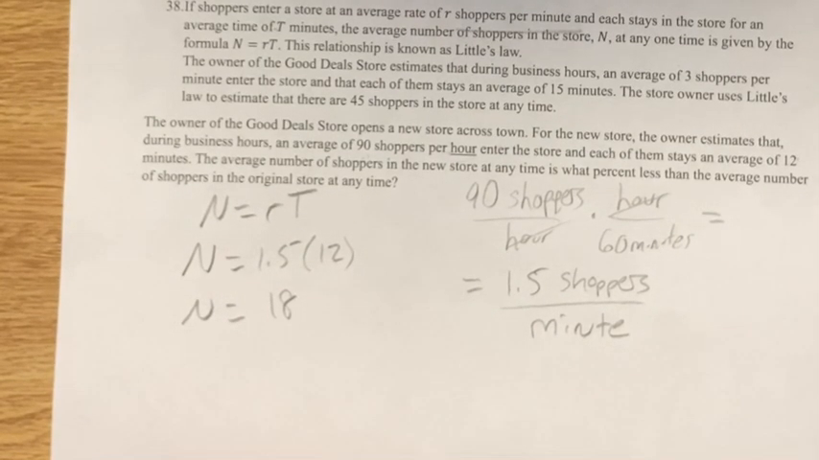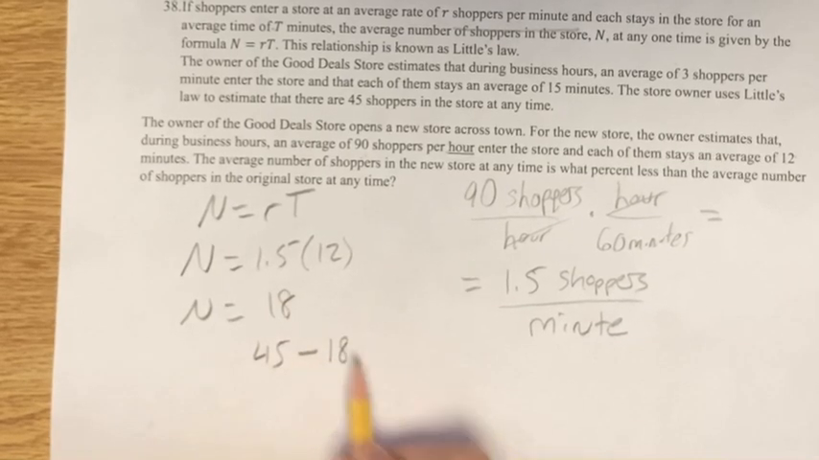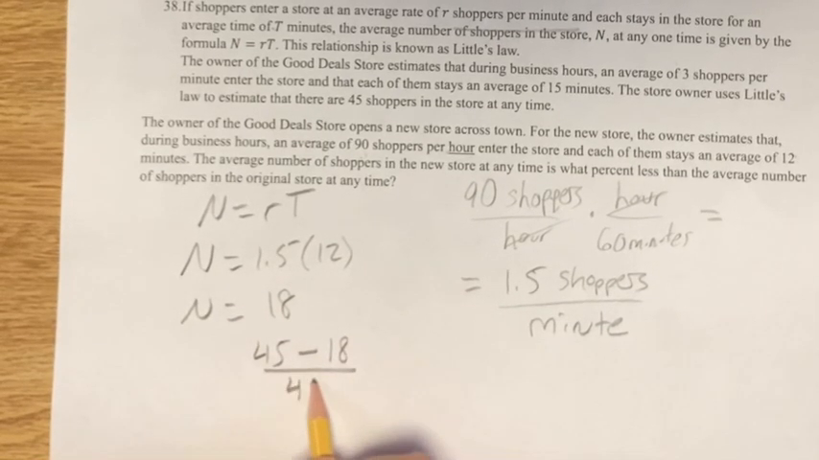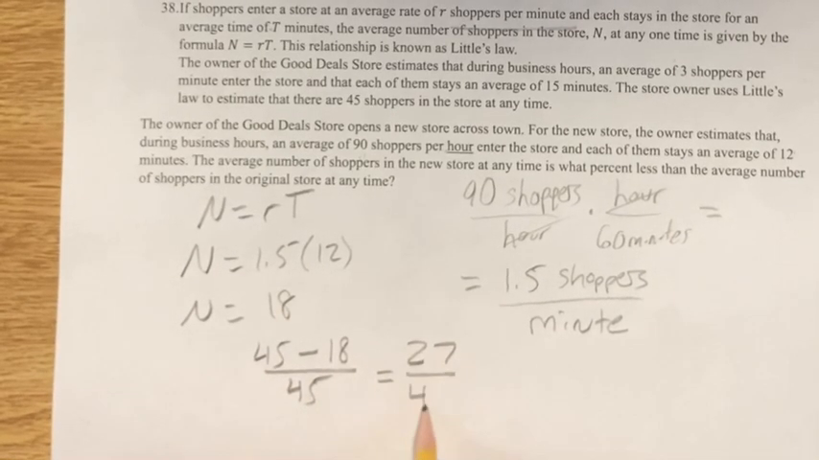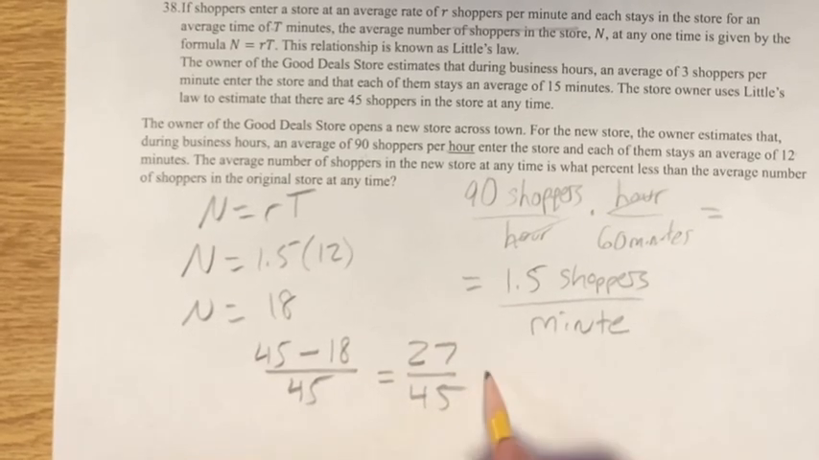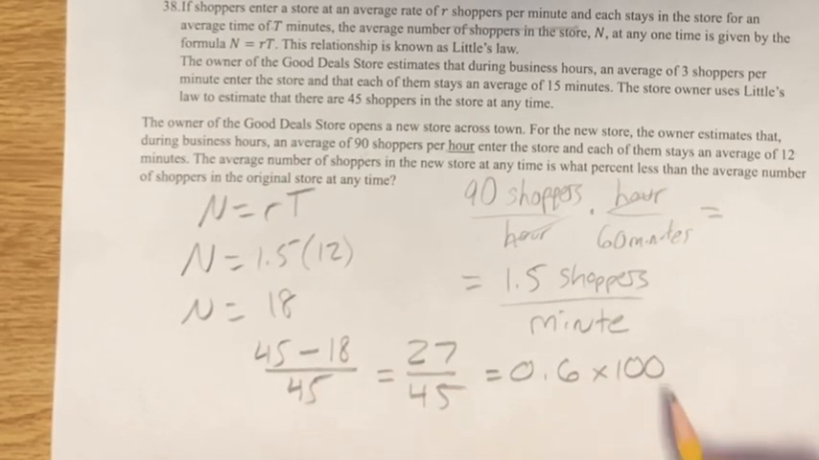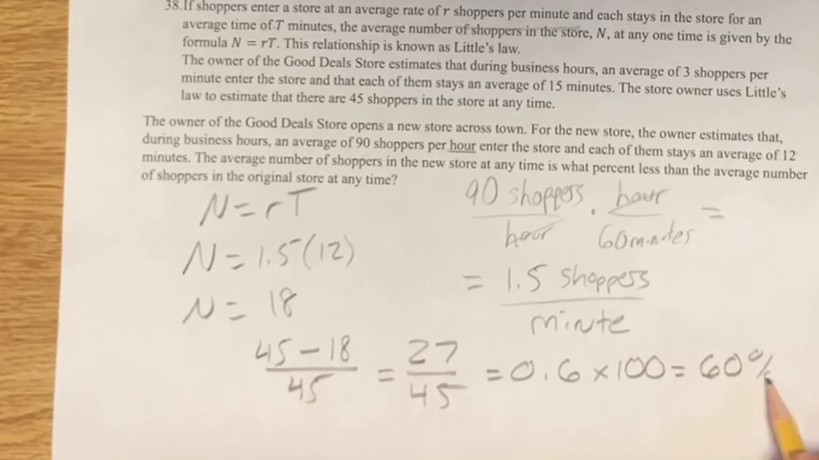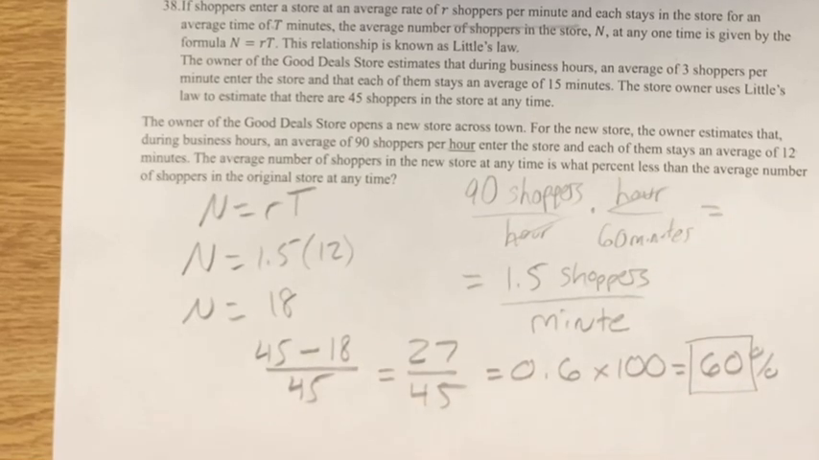To find what this is, you take the original minus the new, and you divide it by the original. If you do that, you get 27 over 45, and if you divide these two out, you get 0.6. So what is this in a percent? Well, 0.6 times 100, to get it into a percent, is 60% less. What percent less is in the question? So our final answer is 60.